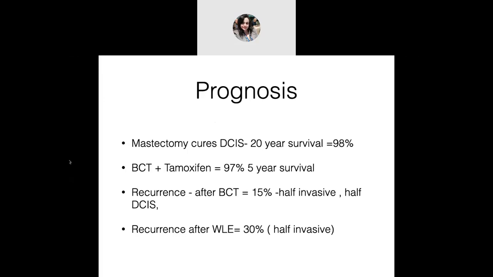You don't need to give radiotherapy after full mastectomy. Tamoxifen can be offered to reduce the occurrence of new tumor in the opposite breast. Okay, tamoxifen only for the opposite breast.